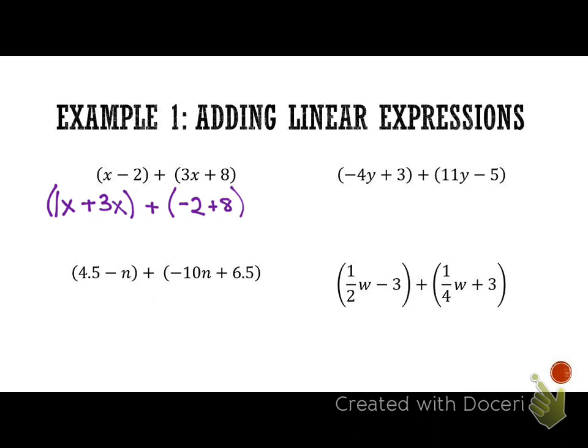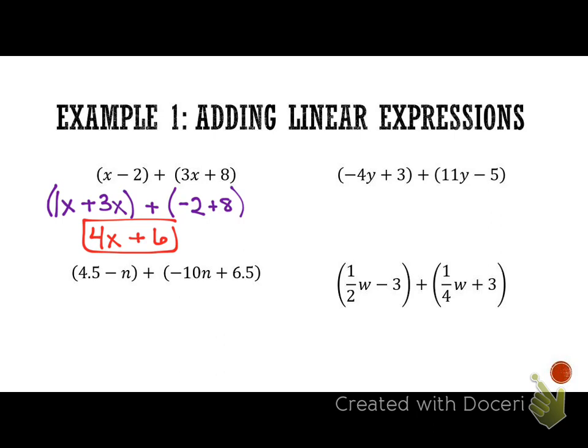So now I can simplify what's inside the parentheses. What's 1x plus 3x? 4x. And what's negative 2 plus 8? 6. See that 6 is positive. So that's why I write a plus 6. Every term has to have a sign in front of it. So if you simplify numbers together and it's positive, you're going to write a plus sign. If you simplify them and the answer is negative, you're going to write a minus sign. Okay? So that goes hand in hand.